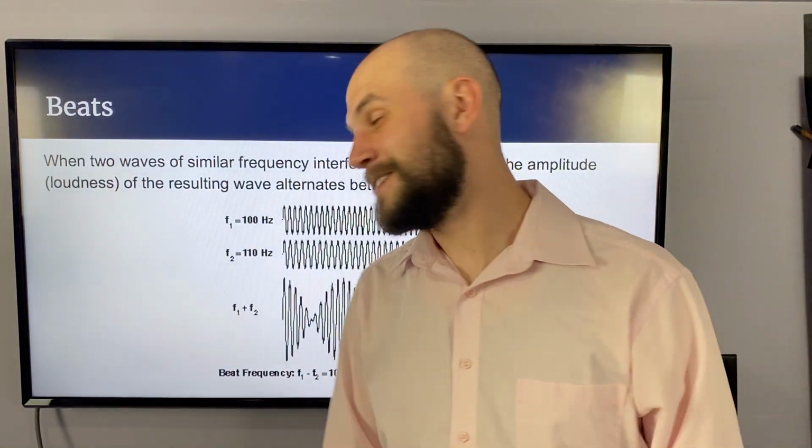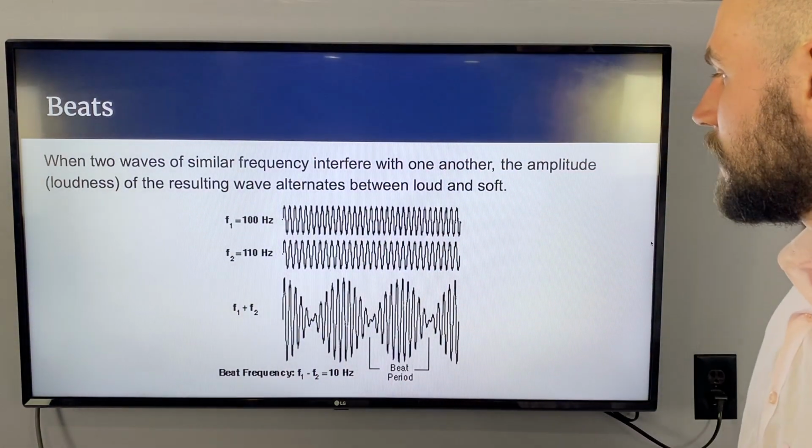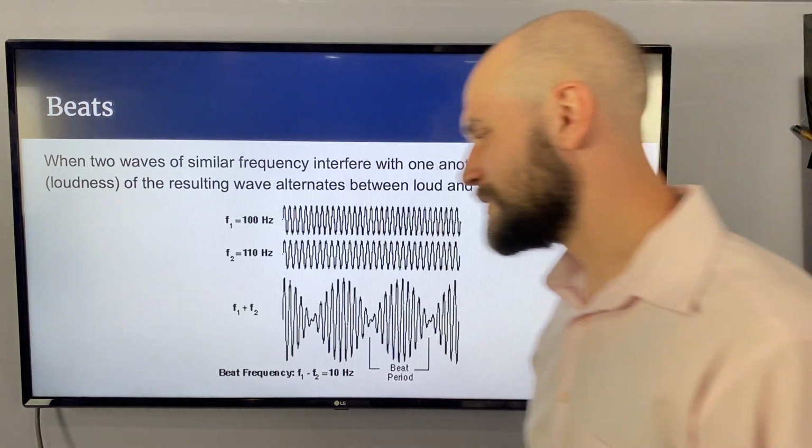Another example of interference that we can observe in nature is this idea of beats. My musicians here might recognize this idea of beats. You might have discussed it in your music classes.